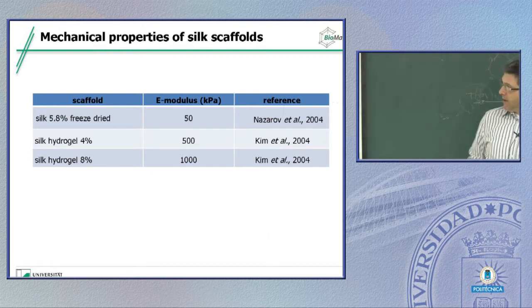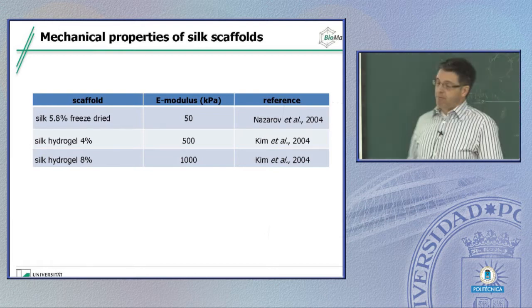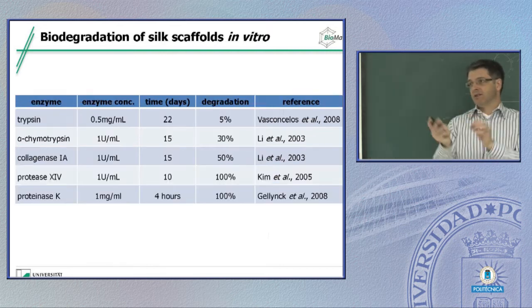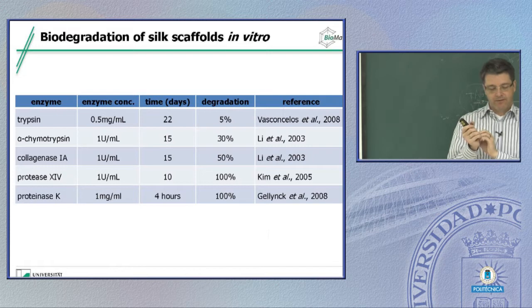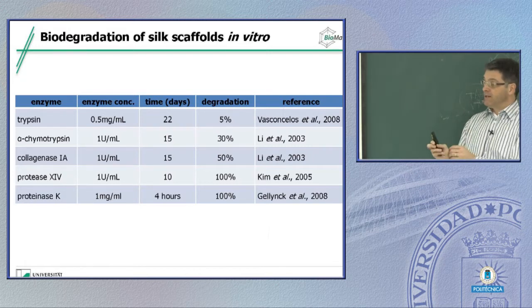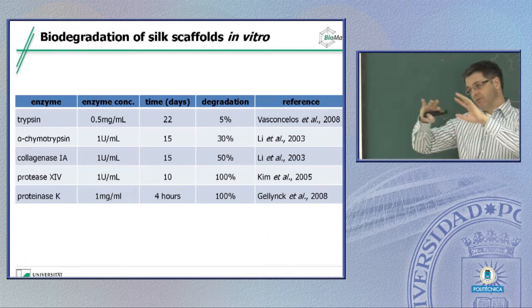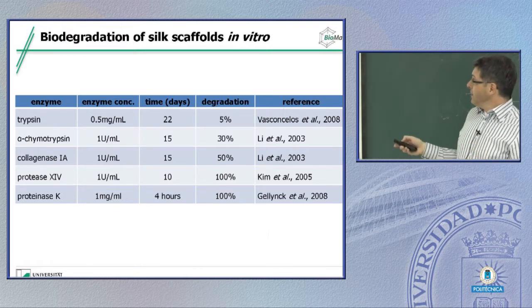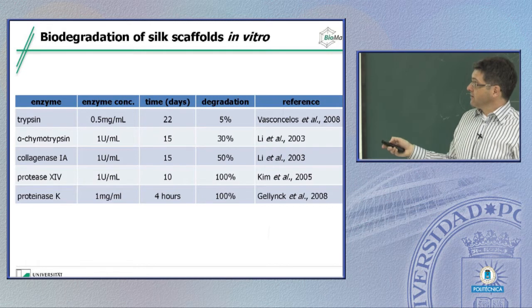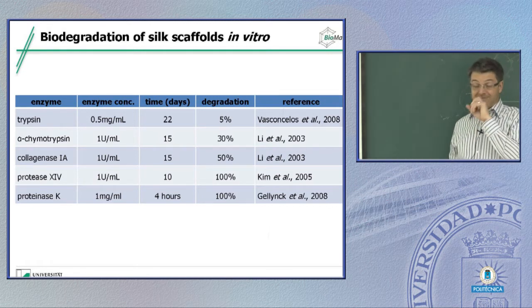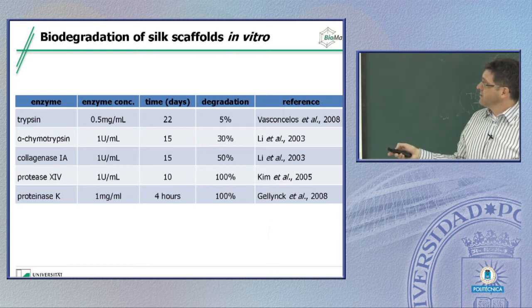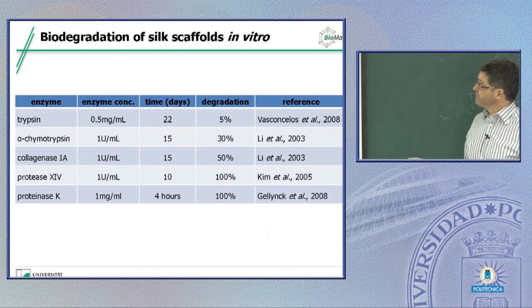Then, of course, as I told you, it's very important to know how stable a scaffold is in such an environment. And I told you, I don't have the data here, that we already developed an in vitro model where we could really mimic an entire wound. But normally, you just start with simple model systems, and this is just a set of enzymes that have been tested: trypsin, alpha-chymotrypsin, collagenase, protease 14, proteinase K.